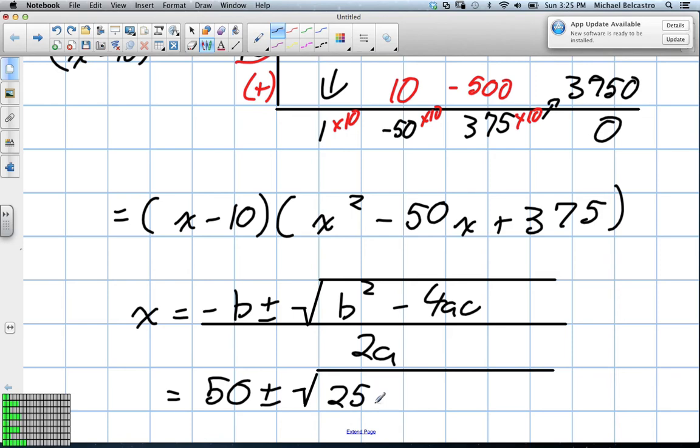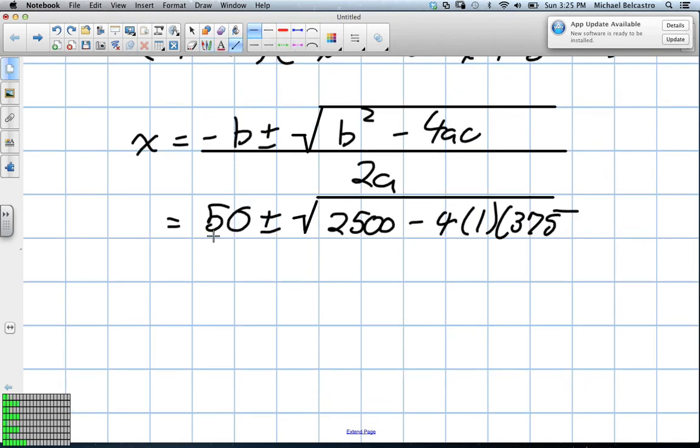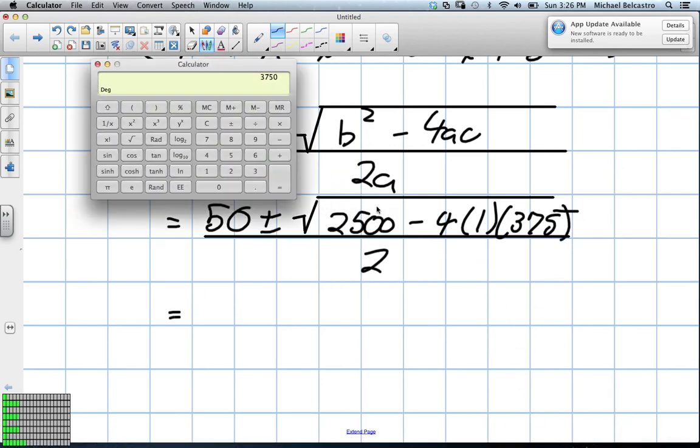How many zeros? 2. Yeah, that's right. Minus 4 times a is 1 and c is 375. So we'll go figure that one out with a calculator quickly. And 2 times a, what was our a value again? 1? So it's just going to be 2. That's simple.